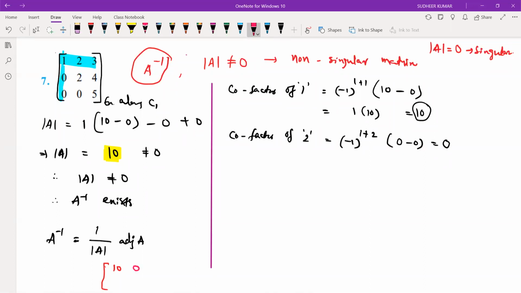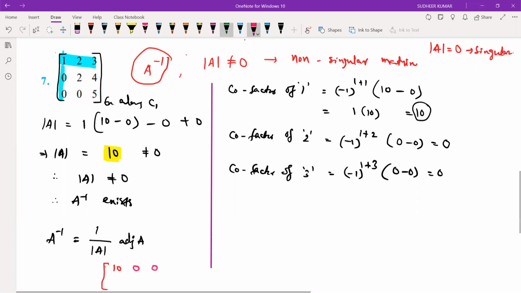And the next one, cofactor of 3. You write this one also: (-1) to the power of 1+3, 0 minus 0. 0 minus 0 is 0. So we need not simplify further, directly you can write 0. So this result is 0.